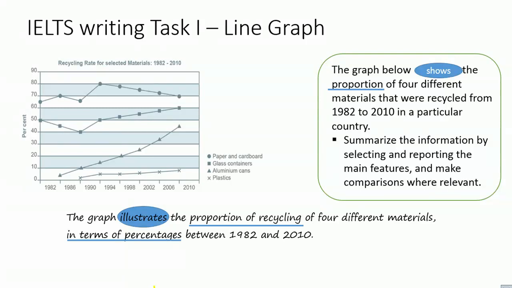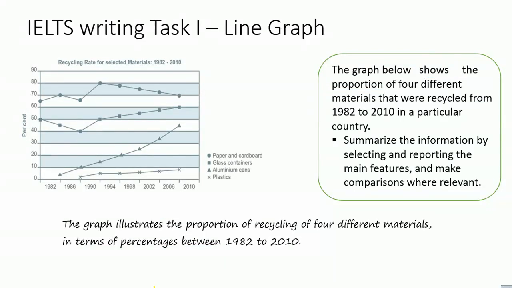The next thing is what I've written: in terms of percentages. I've added this in between, which is not mentioned in the question, but we have observed that on the y-axis there are percentages written, so the graph is denoting percentages over the years, so I added this in terms of percentages. The next change was from has been changed to between, so it was from 1982 to 2010. I've made it between 1982 and 2010. So this gets our introduction done, and here is the final look of it.